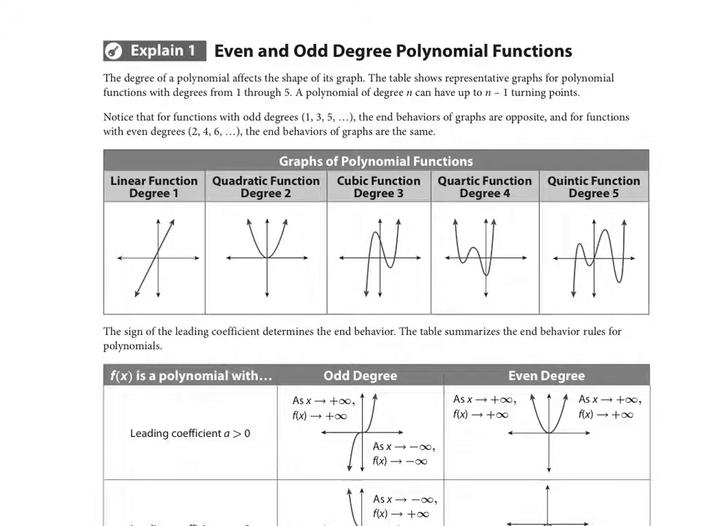So even functions should increase. Why is that? Because if you think logically, anytime you raise a negative number to an even power, it always becomes positive. Whereas an odd function, if you have a negative number raised to an odd power, it still stays negative, which is why the odd functions here in the negative side all go down.